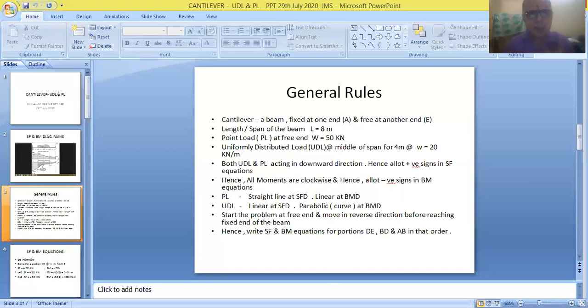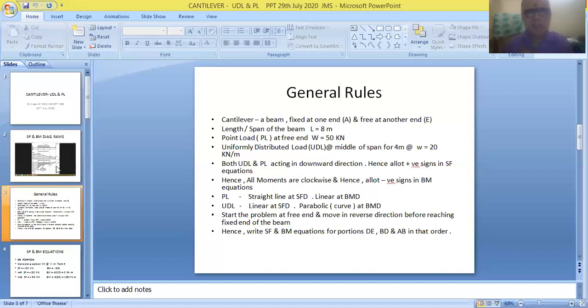And friends, now finally point load. In the case of a point load, it will be coming as a straight line in the SF diagram. It will be coming as a linear line in the bending moment diagram. In the case of UDL, it will be coming in the form of a linear line in the SF diagram, and it will be coming in the form of a parabola in the bending moment diagram.